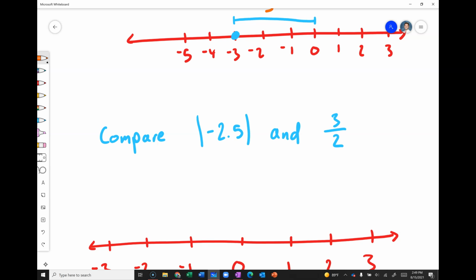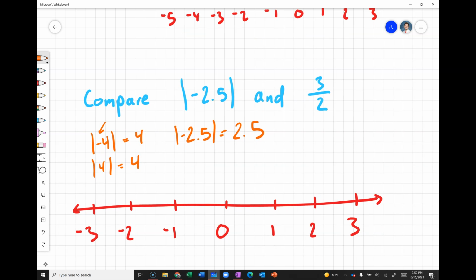So for example, we know that the absolute value of negative 4 is equal to 4. The absolute value of positive 4 is also equal to 4 because they're both 4 units away from 0. So when we see that absolute value sign, we can basically just remove any negative that's on the inside. So the absolute value of negative 2.5 is going to equal positive 2.5.